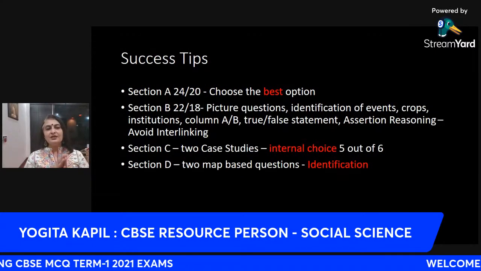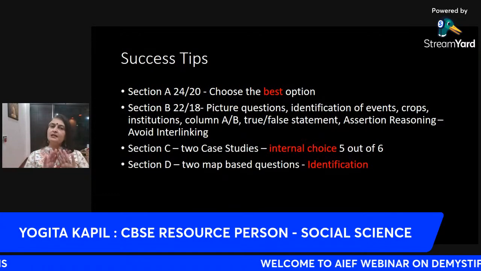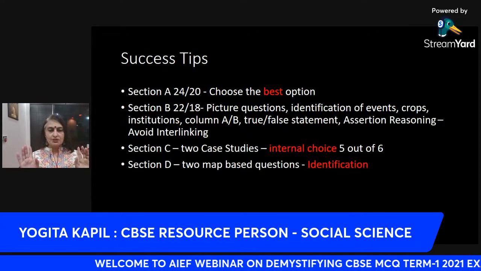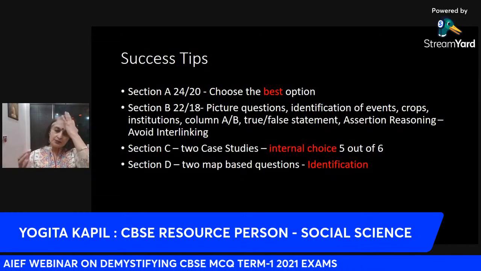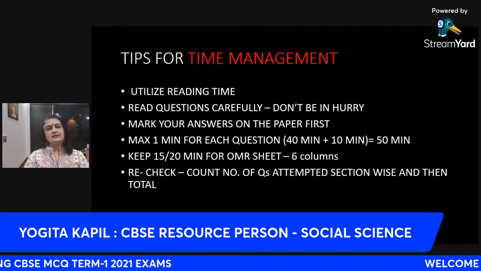Then comes your section D, 2 map-based questions, both compulsory. These are completely identification based, all geography questions. So they'll be giving you 2 maps and you'll be required to identify from the 4 options given.